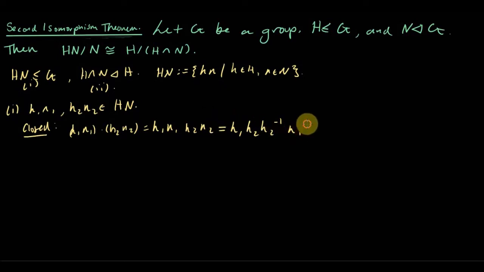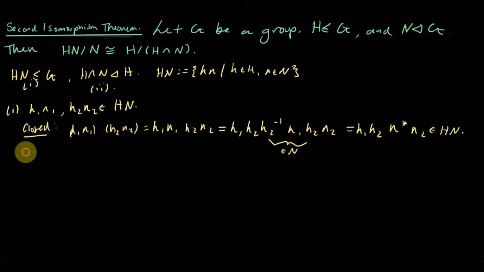So n1 h2 n2. But now we come to the fact that N is a normal subgroup of G. So in fact, this part of our new expression is in N. Let's write that as equals h1 h2, and now this part is in N, so we can just write another element of N, let's say n star, n2, but then this is clearly in HN. So we've shown that it's closed under multiplication.